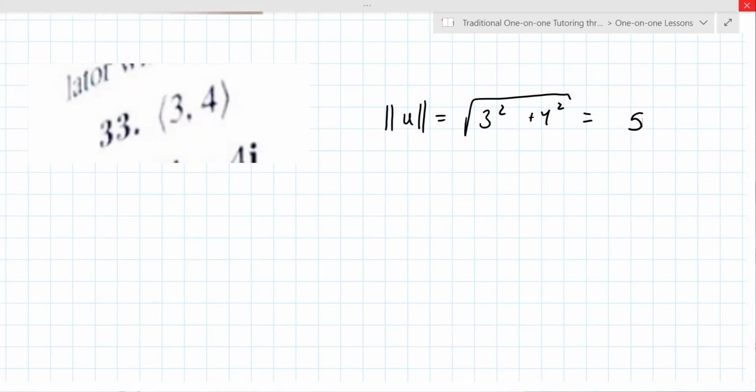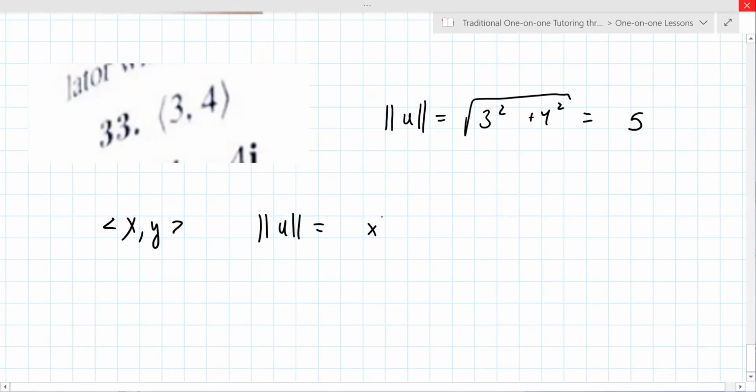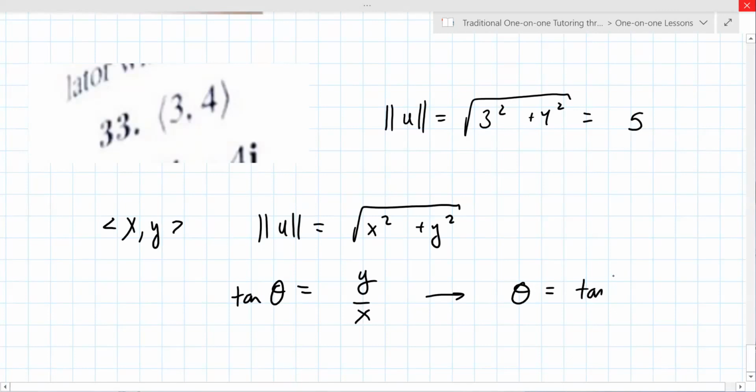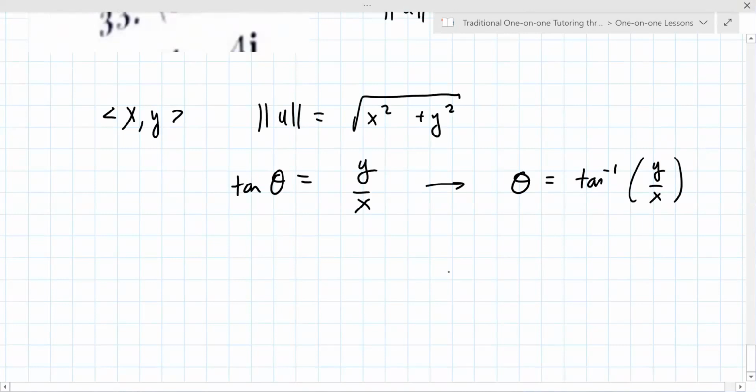And the next thing they want is the direction. I gave you that formula: x comma y is your vector, and the magnitude of your vector is x squared plus y squared, square rooted. Well, the direction is tangent of theta equals y over x. Some books just solve this for theta, so it's the arctangent of y over x. So for you, you've just got to do the arctangent of 4 over 3.